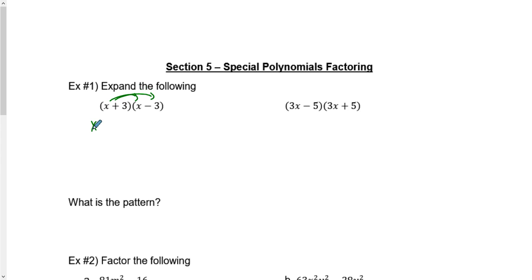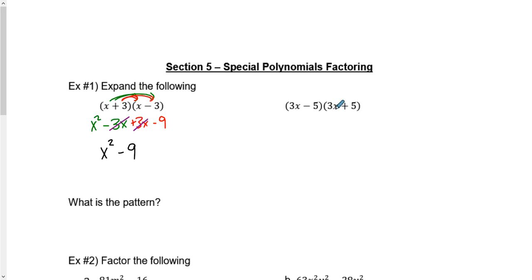x by x is x squared. x by -3 is -3x. Positive 3 by x is positive 3x. Positive 3 by -3 is -9. If you combine your like terms, you'll notice that a -3x and a positive 3x actually cancel off, leaving you with an x squared subtract 9.